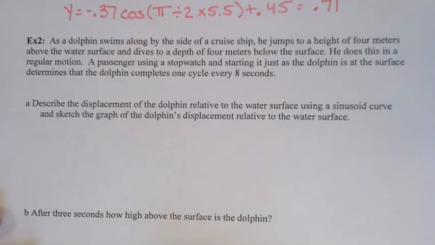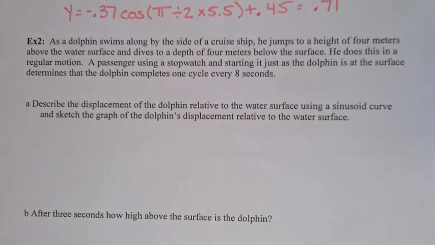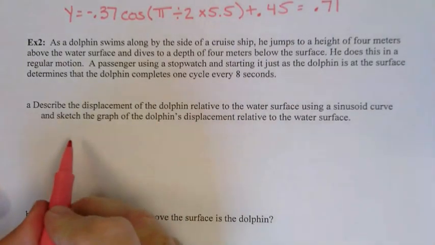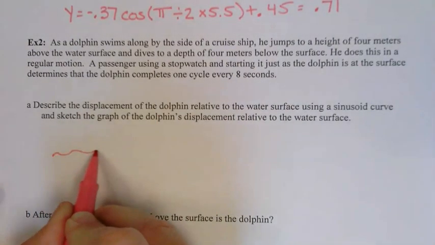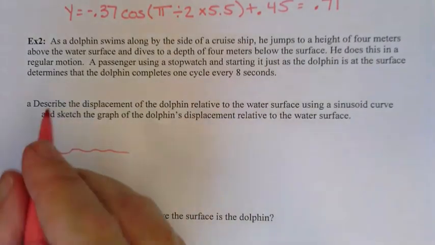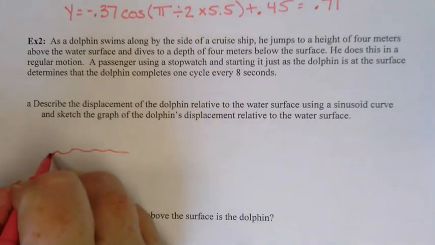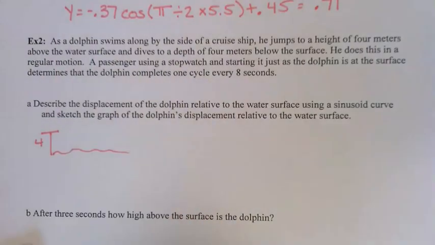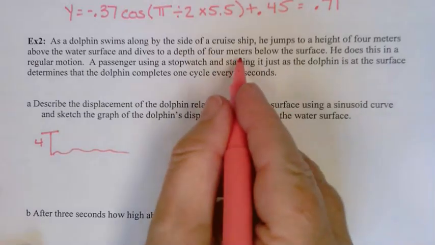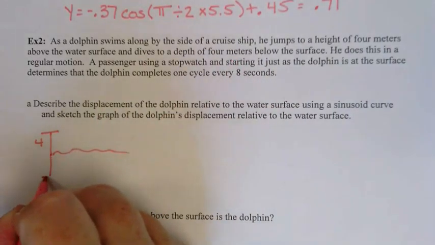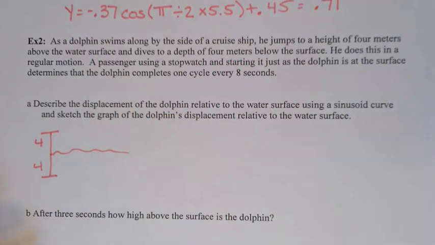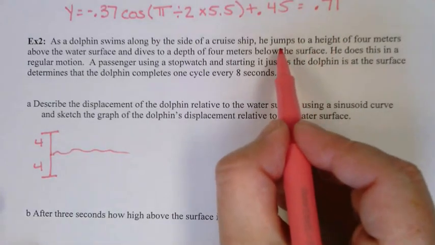Okay, next example. A dolphin swims along by the side of a cruise ship. He jumps to a height of 4 meters above the water surface and dives to a depth of 4 meters below the surface. Okay, so here we go. There's my water. The dolphin jumps 4 meters in the air, and goes down 4 meters below the surface. It also says he jumps first.